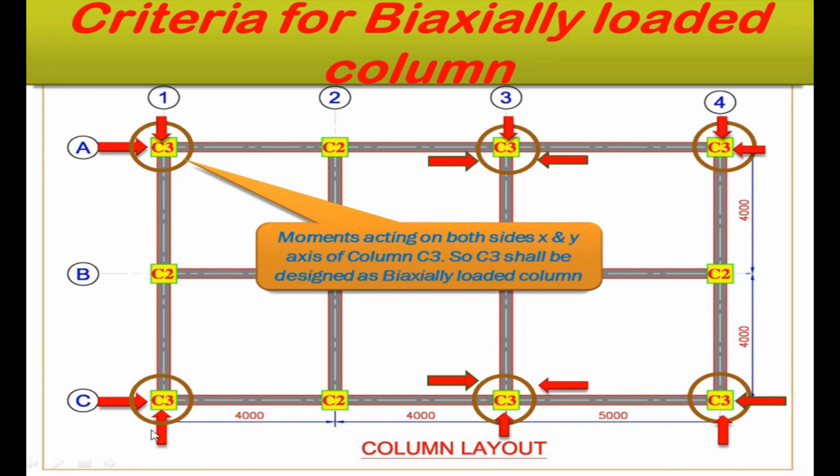Same for the four corner columns, same cases: the column is connected on two sides, on the other two sides there is no beam, so the moment will be created on both the axes. So we have to design it as a biaxially loaded column. So here it is connected on three sides, and on these two sides the beams are unequal, so the moment will be generated on these two sides as well as this side. So C3 is also designed as a biaxially loaded column.